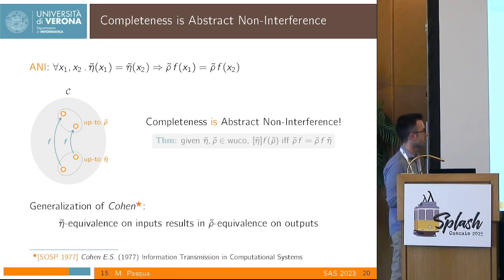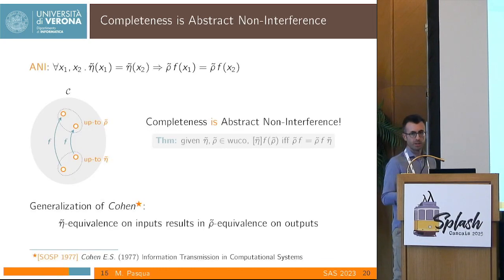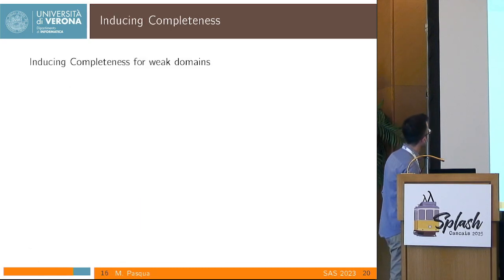And this is nice because we have some verification mechanisms for non-interference and abstract non-interference, and you can reuse them to verify completeness. This also works in the case of weak domains, because in all constructions and proofs, we don't use monotonicity, and the only difference between weak domains and standard domains is monotonicity. So we can apply the same reasoning on weak domains and check completeness also for weak domains. For instance, we can induce completeness for weak domains.